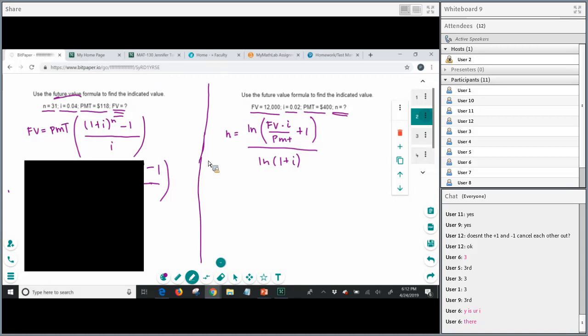Why is your I, why is my I where? Because that is part of the formula. So if you have the formula sheet, if you look at the one that is solved for n, see there's the I there?